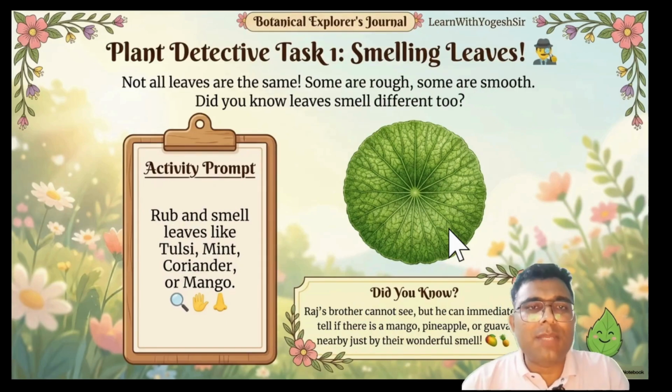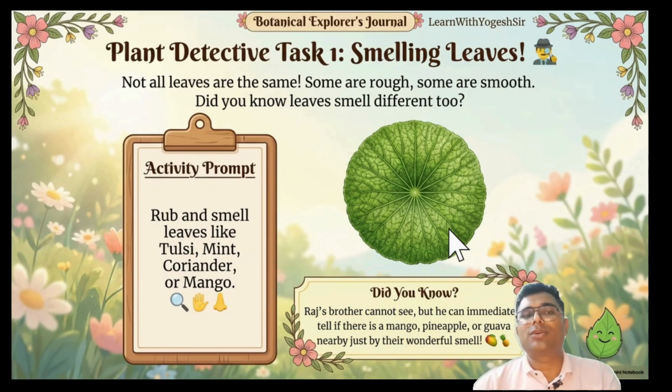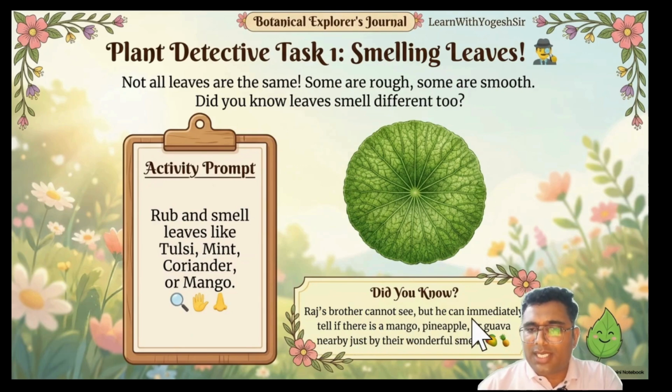This is an activity, Plant Detective Task One: smelling leaves. What do you have to do in this? You have to collect different types of leaves, smell them, touch them, and feel their texture. We did this activity when I took you to the kitchen garden. You collected the leaves and pasted them in your notebook. Did you know Raj's brother cannot see, but he can immediately tell if there is a mango, pineapple or guava nearby just by their wonderful smell.